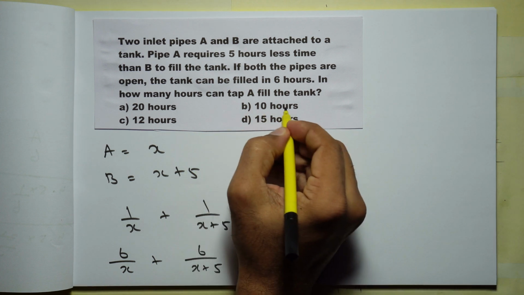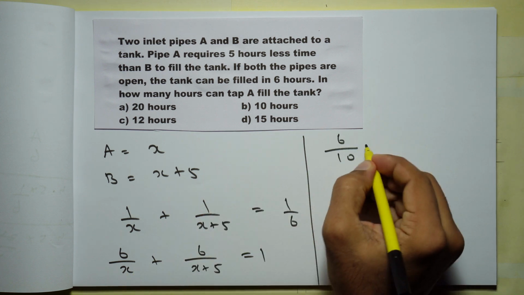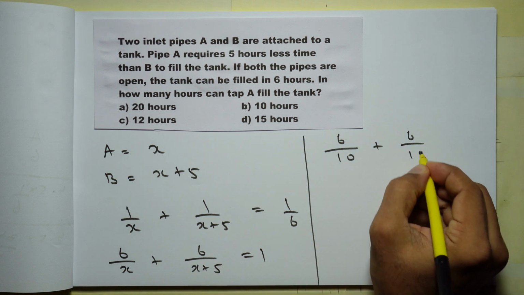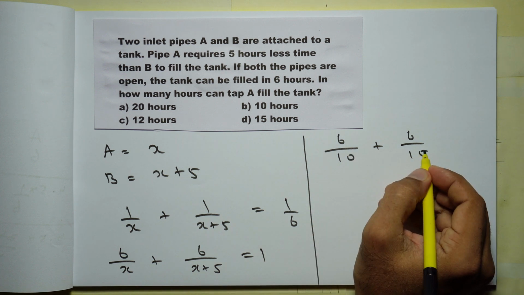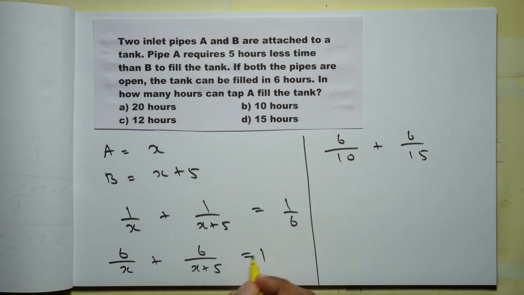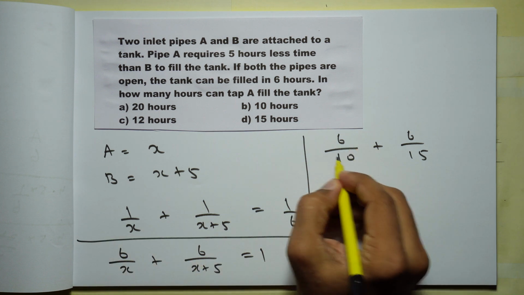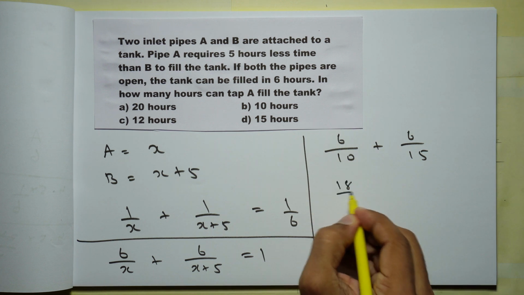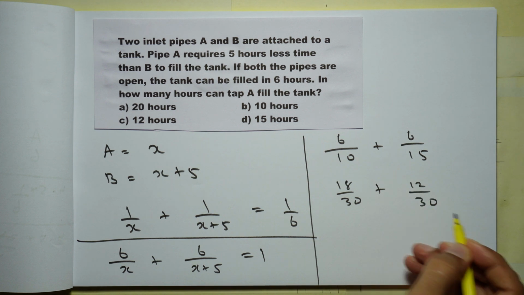For example, let us try 10. That is 6 by 10, we are assuming x is 10, plus 6 by 10 plus 5, 15. Now it should add up to 1. The one that satisfies will be the solution. So we'll see if this adds up to 1. This is a basic equation. I'll make the denominator the same. Here I'll multiply by 3, so that will be 18 by 30. Here I'll multiply by 2, that is 12 by 30.